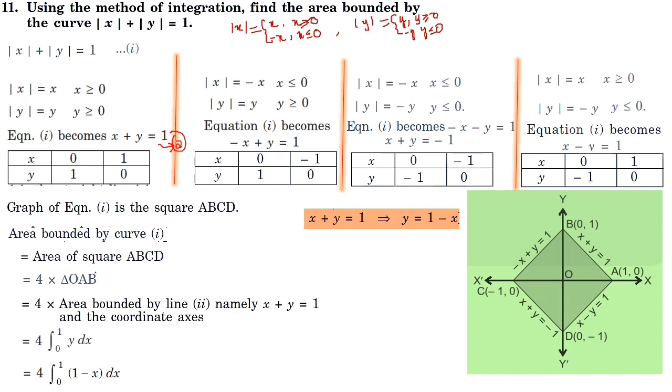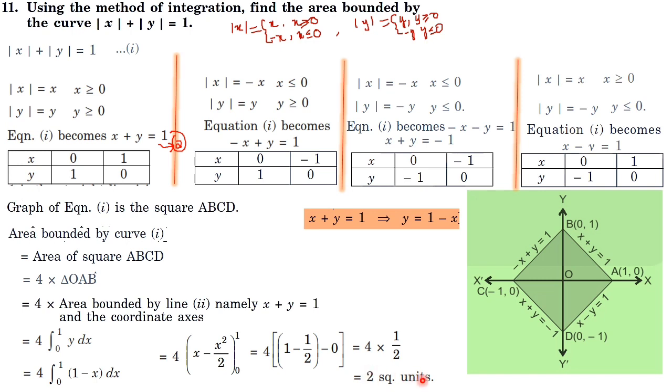That is equal to 4 into integral 0 to 1 of (1 minus x) dx. Apply the integration rule. That is 4 into, integration of 1 dx is x, minus integration of x dx is x square by 2. Apply the limit. That is equal to 4 into, when we apply the upper limit, 1 minus 1 by 2, minus lower limit, which is 0. That is equal to 4 into (1 minus 1 by 2). When taking the LCM, 2 into 1 is 2, 2 minus 1 is 1. So 1 by 2, 4 into 1 by 2. Here 2 and 4 we can cancel, we'll be getting 2 times.